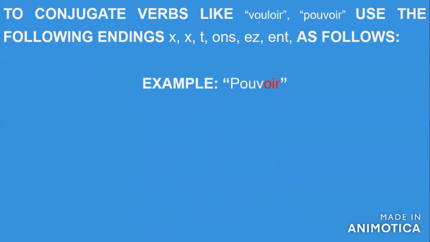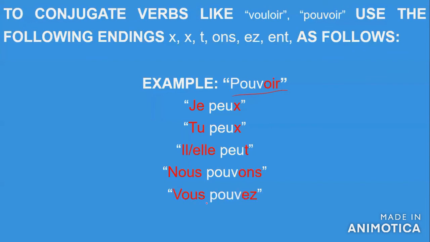So now we have the verbs vouloir and pouvoir. Vouloir means to want. Pouvoir means to be able to, or can. Let's conjugate the verb pouvoir just to show you. This is a kind of conjugation where you have to memorize it as it is; I don't really see how I can explain it to you. For pouvoir, it's je peux, tu peux, il, elle peut, nous pouvons, vous pouvez, ils, elles peuvent.